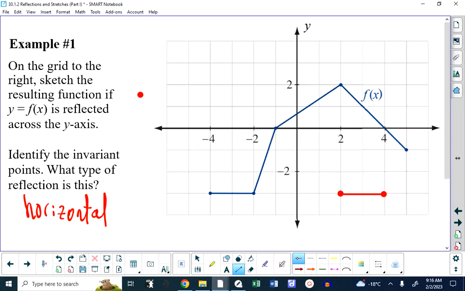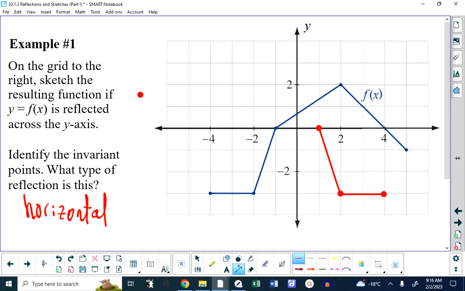This line segment reflects to become this line segment. Okay? Okay, and then I move on. I go to the next point. And this is 1 away from the y-axis on the left. It's going to be 1 away on the right. And again, I can connect these. And then I just continue in that fashion.